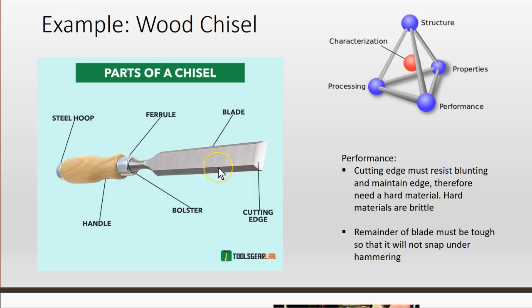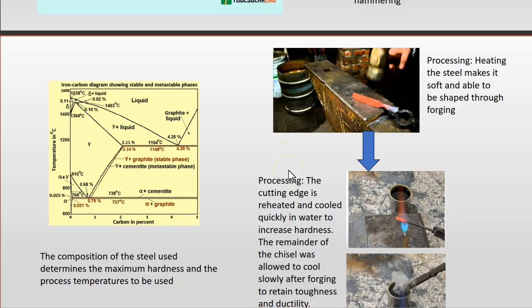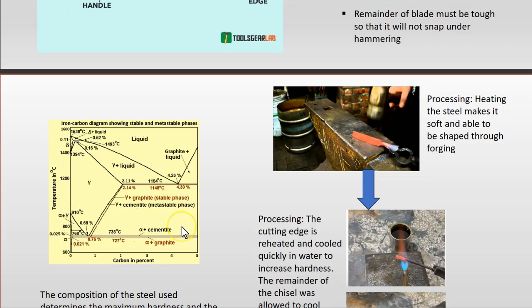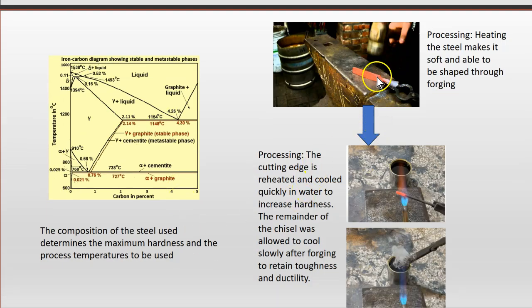We want the blade to be quite tough, so when we hammer on the chisel, the blade will not snap. However, we need a cutting edge that will remain keen, so that needs to be hard. How can we obtain these different properties? We could use different processing to get different structures to give us different properties from the same material. For example, we would make the chisel from a uniform steel, with a carbon content that is appropriate for the hardness that we want to get at the end.